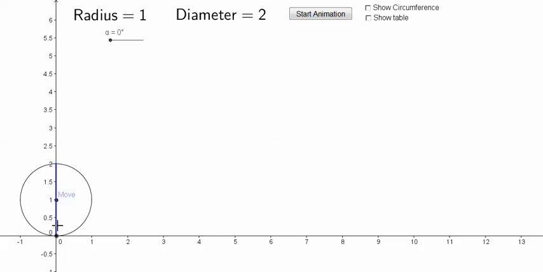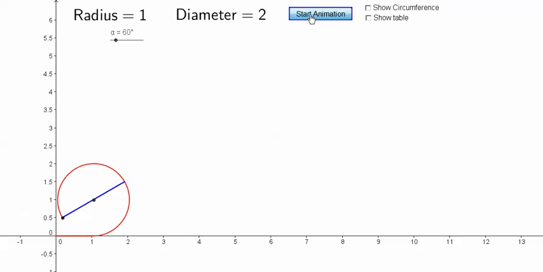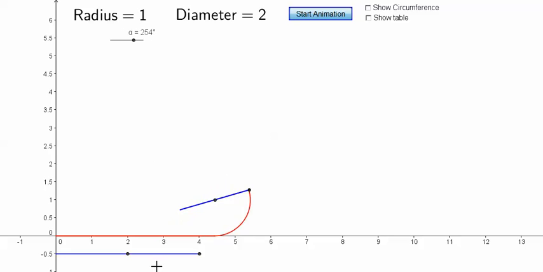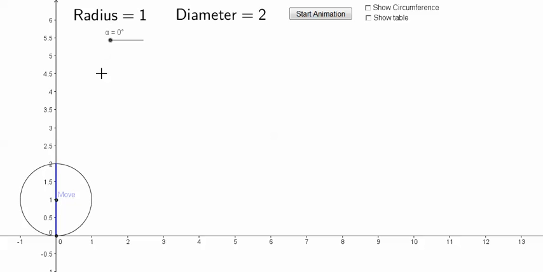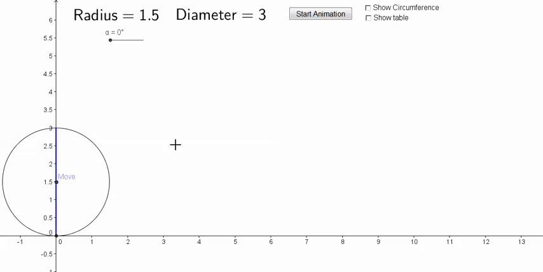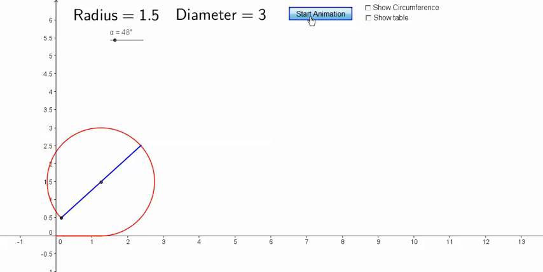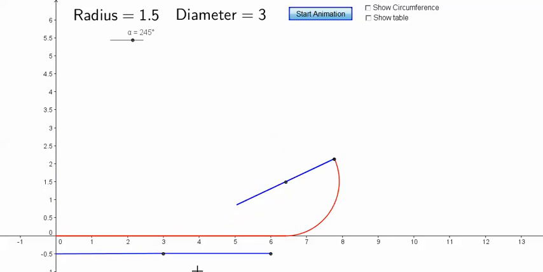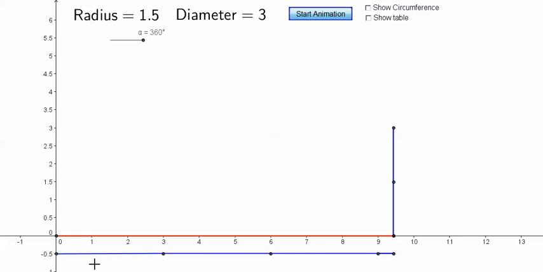So let's change our circle to a diameter of 2, and let's see if the same thing happens in this case. I'll start the animation. So again, the circumference here looks to be about 6.3, but the most important thing is that the diameter has fit into the circumference 3 and a bit times again. Let's see if that happens for a diameter of 3 units. So I'll start the animation. Fingers crossed. This is looking promising. Brilliant. So the diameter again of this circle has fit into the circumference 3 and a bit times.